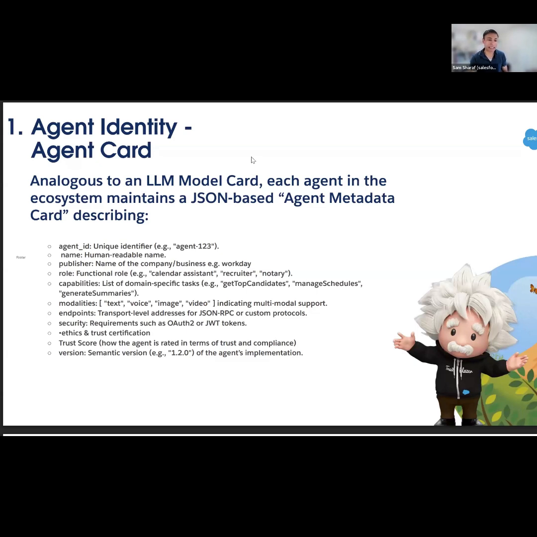For example, a unique agent ID and a human-readable name. Who is the publisher? Is it Salesforce? Is it MIT? Is it Microsoft? What are the capabilities of the agent, what jobs can it do, which can lead to runtime discovery of the agent? I'm looking for an agent which can do X, Y, and Z. From there, the discovery service will help find it with its endpoints, what kind of trust score it has, and what kind of security requirements it fulfills. So all those become important.